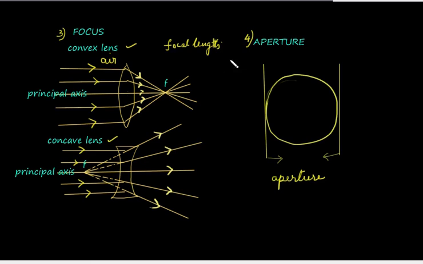So we have recalled 4 important terms related to lenses. We have also seen the different types of lenses. Anyway, we need to discuss only biconvex and biconcave lens.